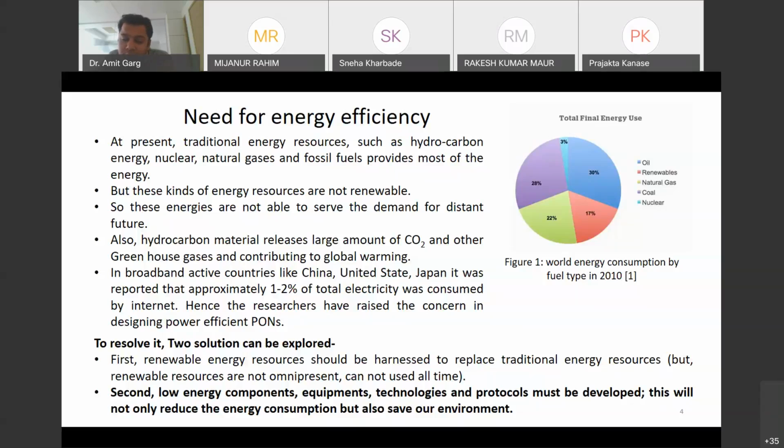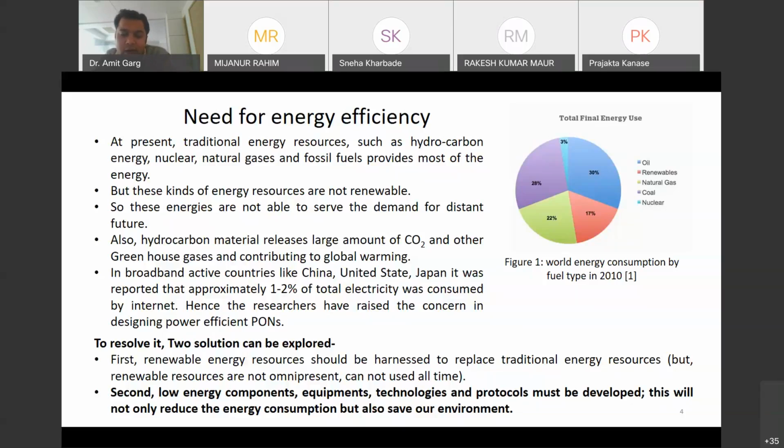So to resolve it, what can we do? There may be two solutions. First, renewable energy resources should be harnessed in a system to replace the traditional energy resources as much as possible. But renewable energy resources are not omnipresent. Suppose we are talking about wind energy, then it is not omnipresent. We can't use wind energy at each and every place. Similarly, solar energy also has some kind of limitations.